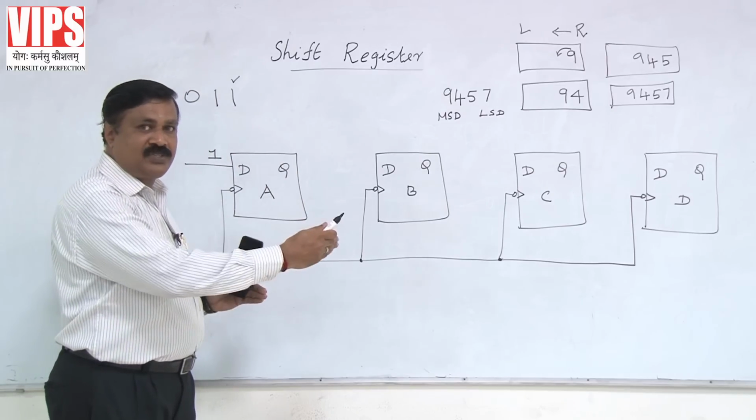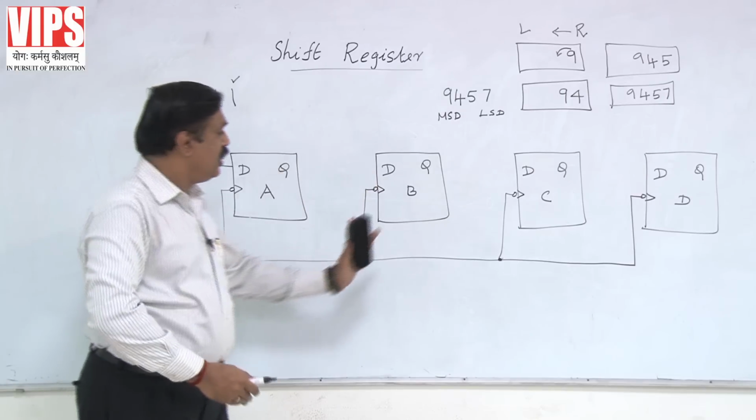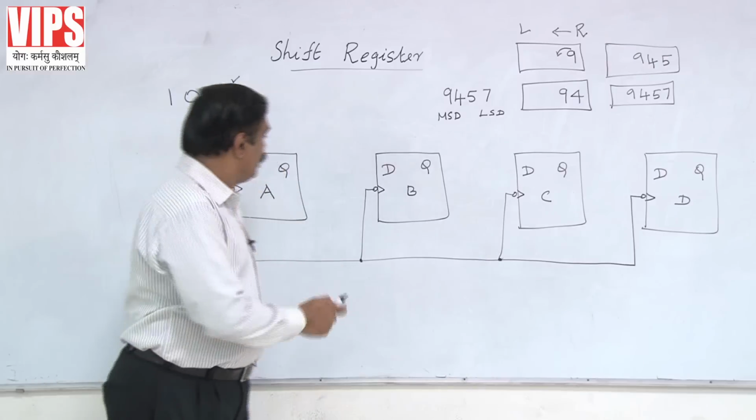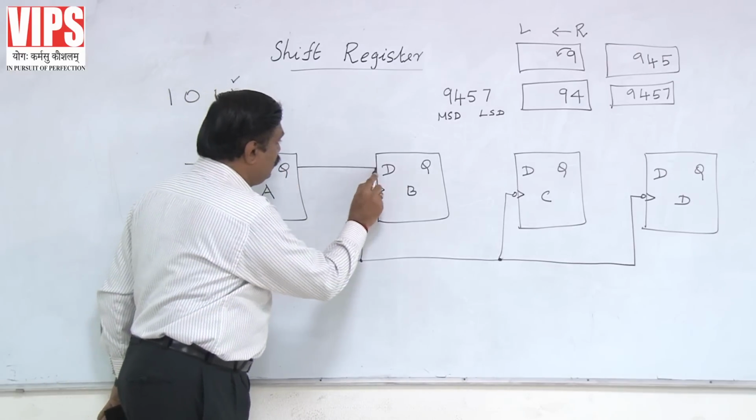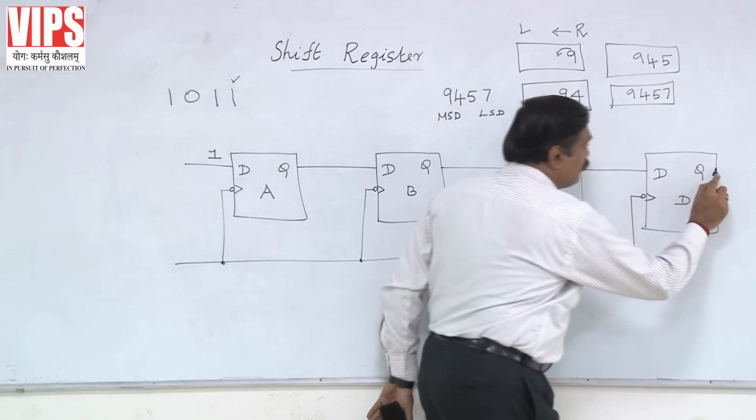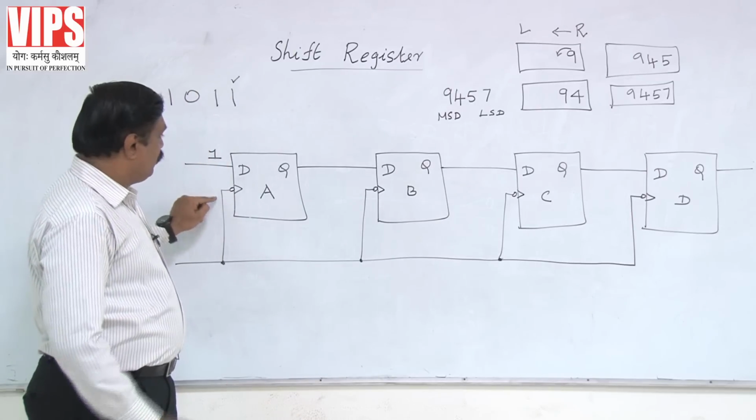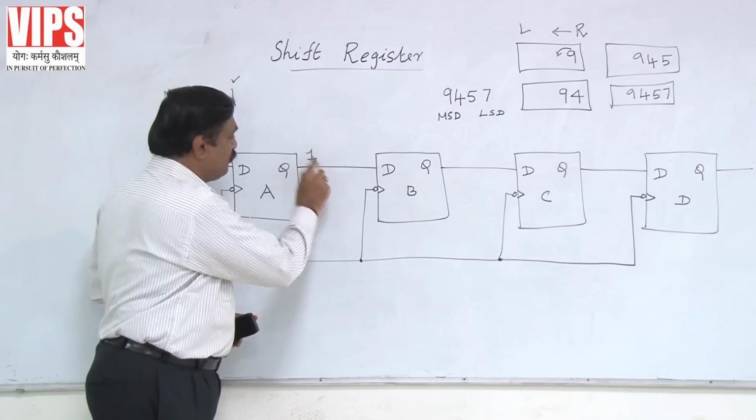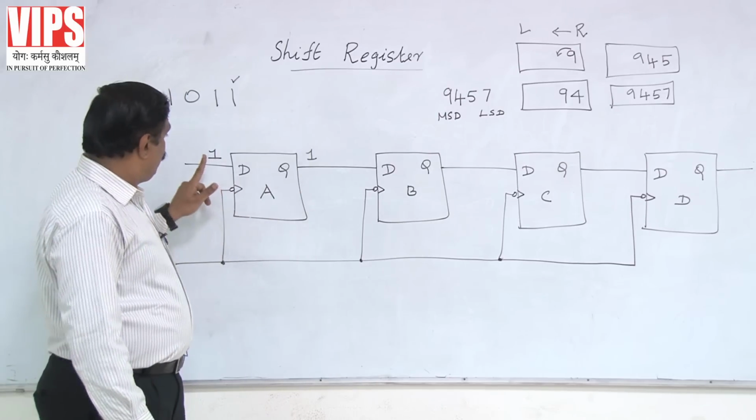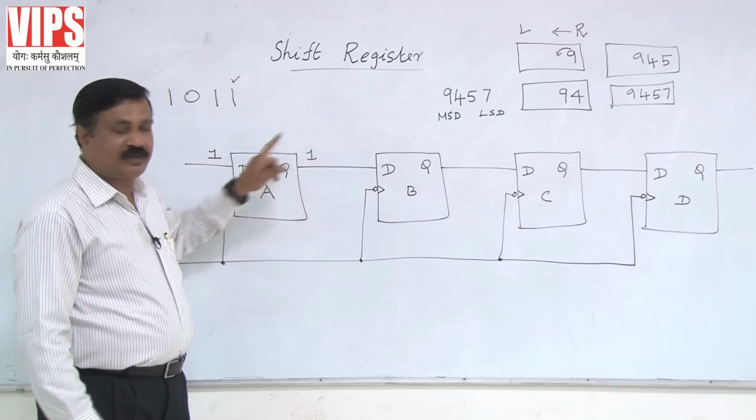It is a shifting process. Therefore, this output will be shifting to the next, and that output will be shifting to the next. Therefore, connect all the outputs to the next inputs. If you give 1 and a clock pulse, 1 will appear here. Got it? If you give 1 and a clock pulse, 1 will appear here.